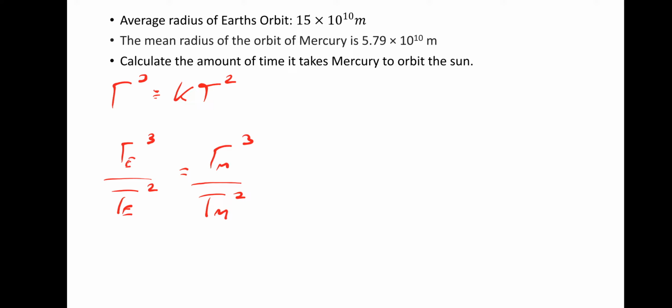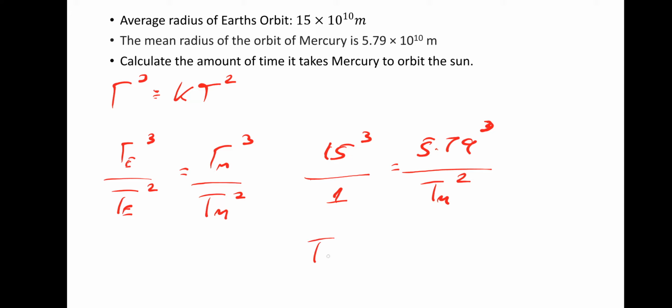Then it's just a matter of putting the numbers in again. So the distance for Earth is 15 times 10 to the 10, but they're both times 10 to the 10, so we can just ignore the powers. So distance for Earth cubed would be 15 cubed, divided by the time period. The time period for Earth again is 1, equals the distance for Mercury. So that would be 5.79 cubed, divided by the time period. So time period for Mercury squared.